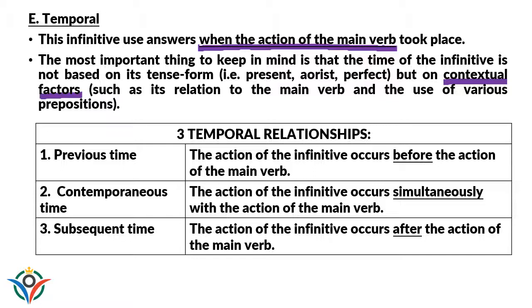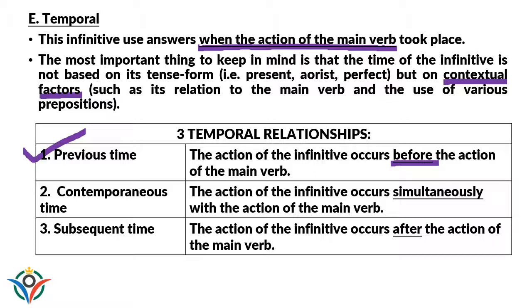So there are three temporal relationships. The first one is previous time. So here's a short summary of what we mean by previous time. This is when the action of the infinitive occurs before the action of the main verb.